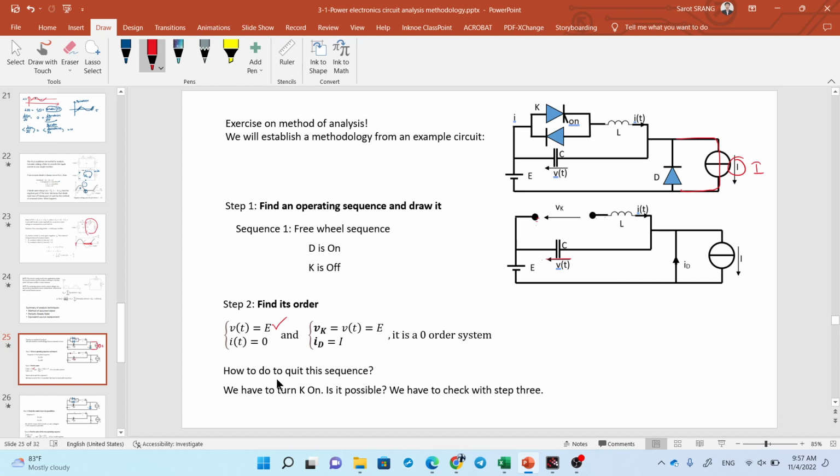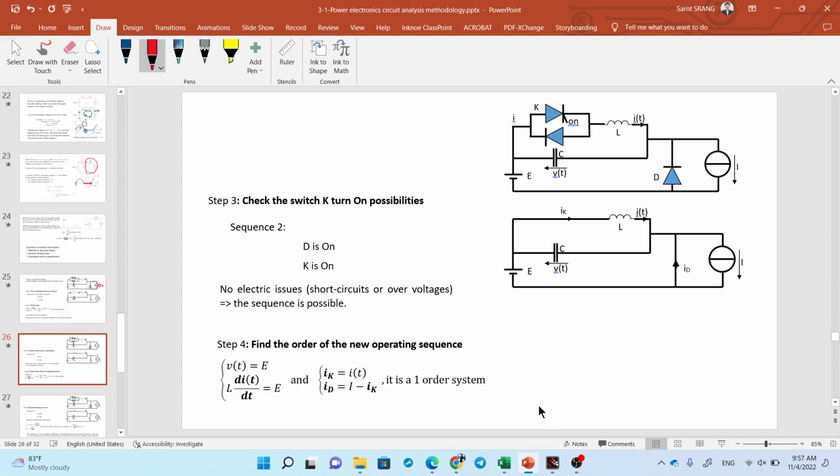How do we create this sequence? We have to turn K on. Actually, you can leave it as long as you want, but once you want to quit this sequence, you need to do something, which is to control the switch K to be on. And is it possible? Yeah, let's check with step 3.